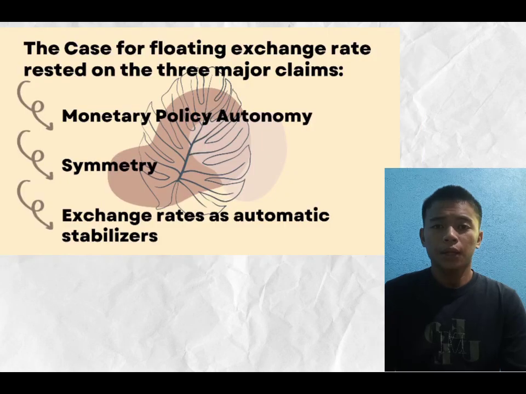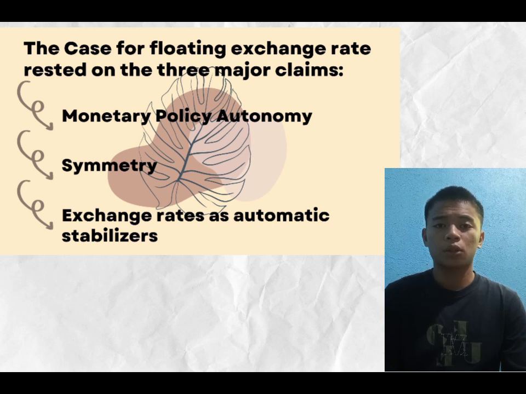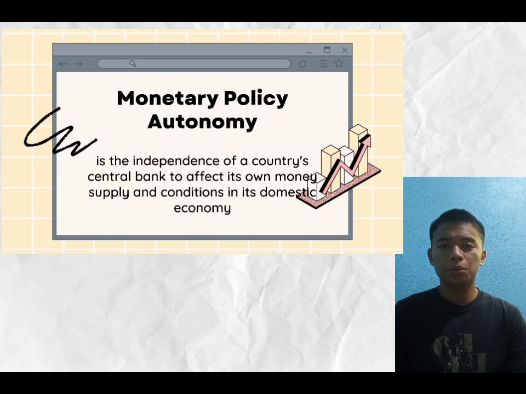The case for floating exchange rate rested on three major claims: monetary policy autonomy, symmetry, and exchange rate as automatic stabilizer. Monetary policy autonomy is the independence of a country's central bank to affect its own money supply and conditions in its domestic economy. In other words, the country's central bank is free to control the money supply.